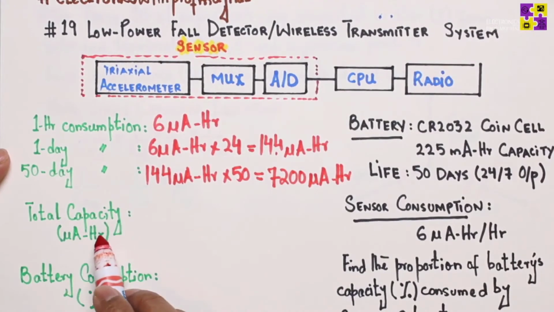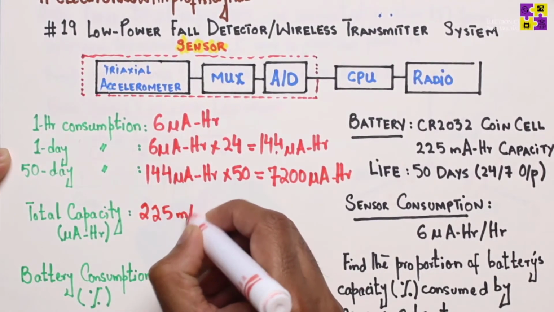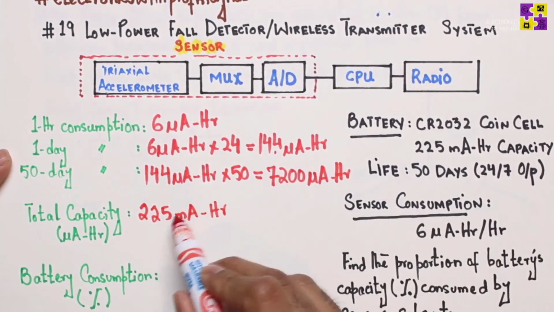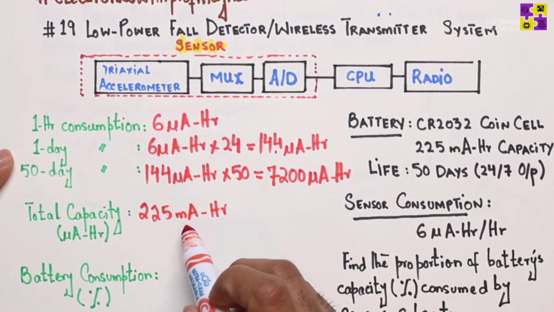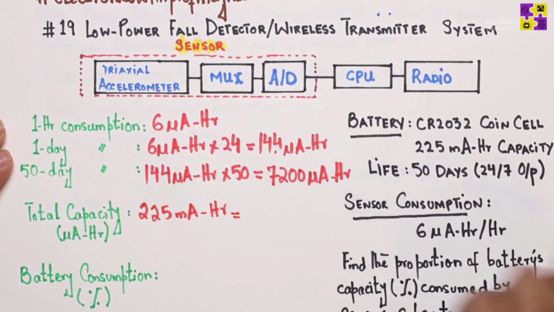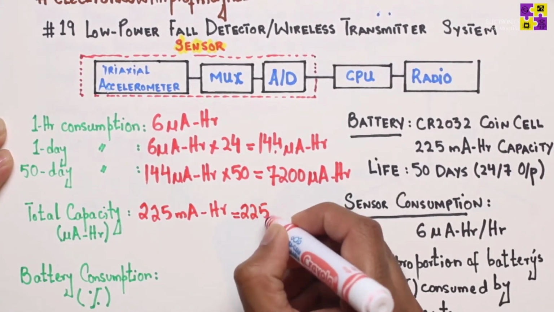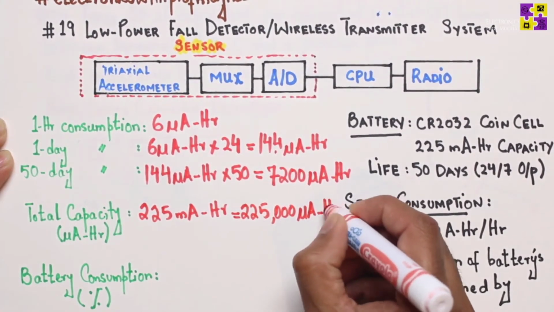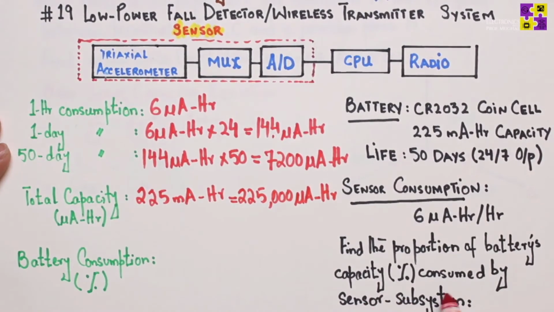So now that we have calculated the 50-day consumption of the battery by this sensor system, we also know the total capacity, which was 225 milliamp hour, correct? Now, because the two units are different, what I could do here is convert this 225 milliamp hour to microamps so the two units are the same, or I can convert this into milliamp. So I'm gonna convert this into microamp. So this becomes 225,000 microamp hour, correct?